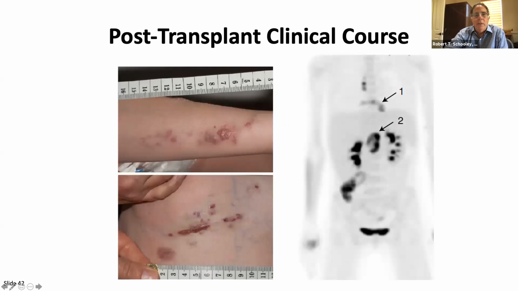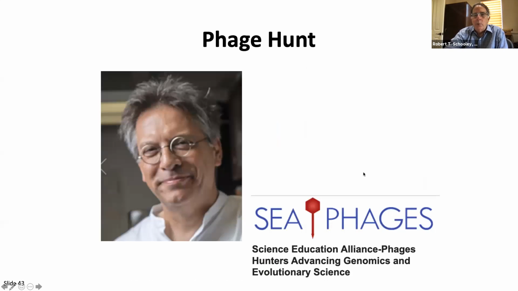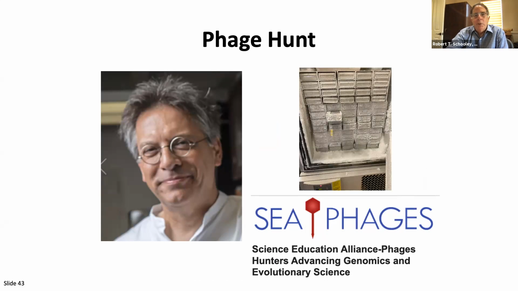Here are pictures of her cutaneous lesions that were biopsied. This is what was going on along her sternum. And here is kind of hot activity in a number of lymph nodes. So Graham, as I mentioned, was running this program called Phages that provided him with this freezer full of mycobacterially active phages.